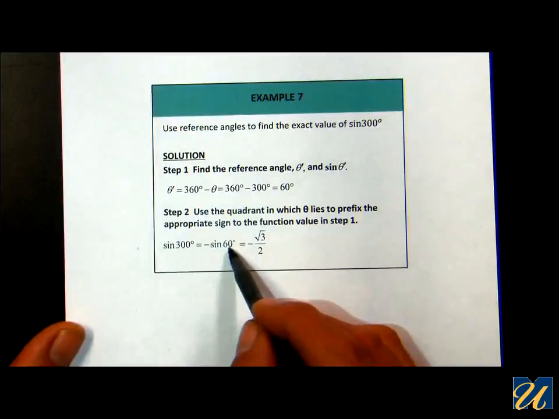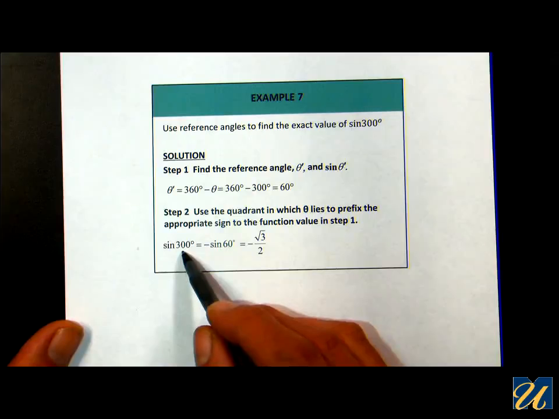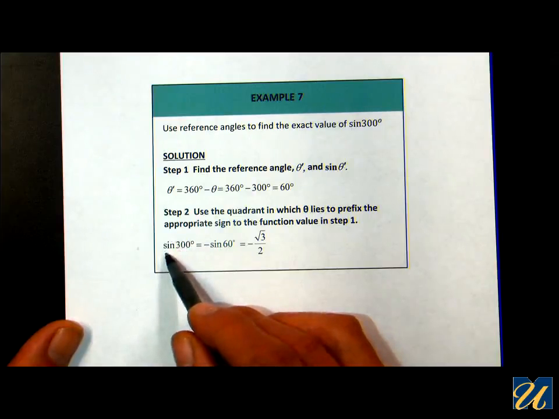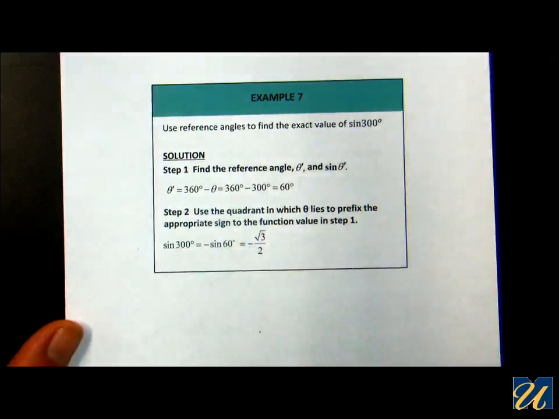See, the sine of 60 is quadrant 1. The reference angle is always quadrant 1. It's always a positive value. But the given angle puts us in quadrant 4. The trig function being sine, that measures the y-coordinate, and the y-coordinate in quadrant 4 is negative, and that's why we have a minus sign there.